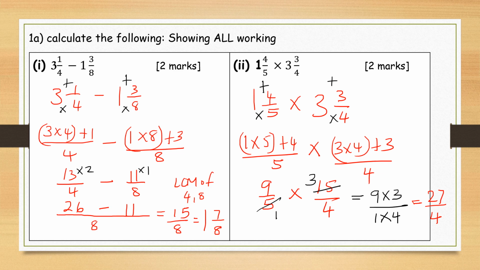Now 27 over 4, if we convert that improper fraction, we're going to get 6 and 3 over 4. How many 4s are in 27? 6 4s, or 4 times 6 is 24. 24 from 27 is 3/4.